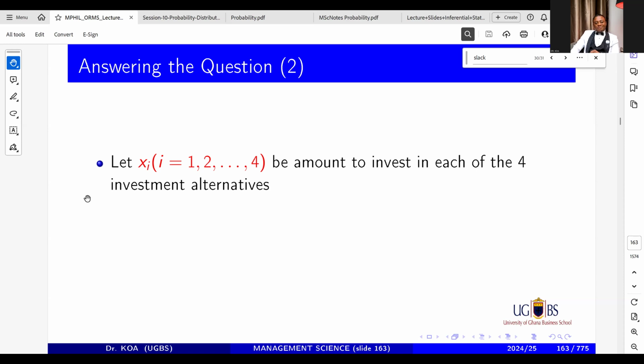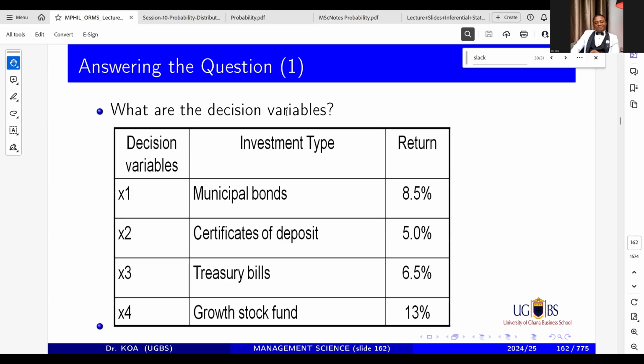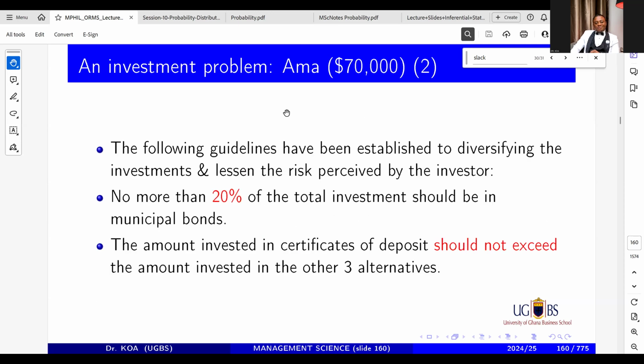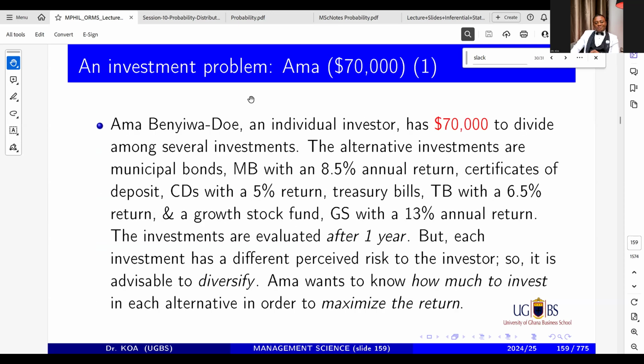So now you know that what you are looking for is how much to invest, how much Ama Benuado has to invest. That is your X. Using that, you should be able to write your objective function. So how will you write your objective function? By the way, are we maximizing or minimizing? I know you know already. Who can tell me how you write the objective function? Or if you want to type it there, how do you write your objective function?